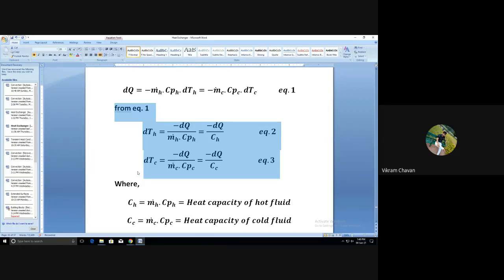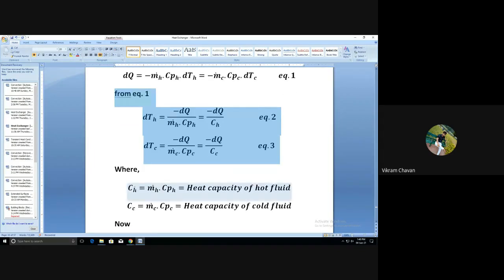Okay, where this Ch is m_h dot multiplied by Cph, and that will be equal to the heat capacity of the hot fluid, and Cc is m_c dot multiplied by Cpc, and it is equal to the heat capacity of the cold fluid.